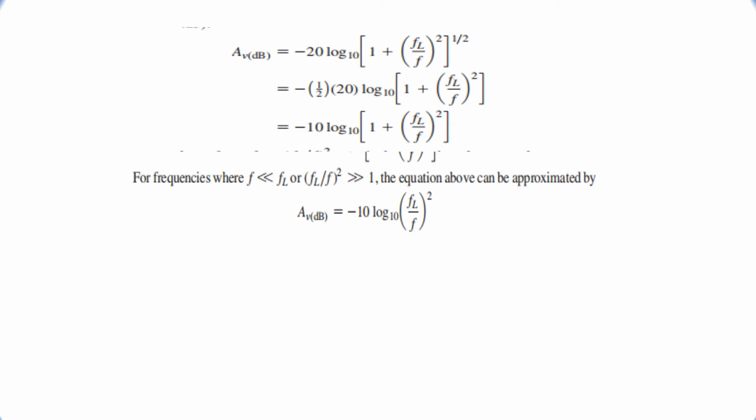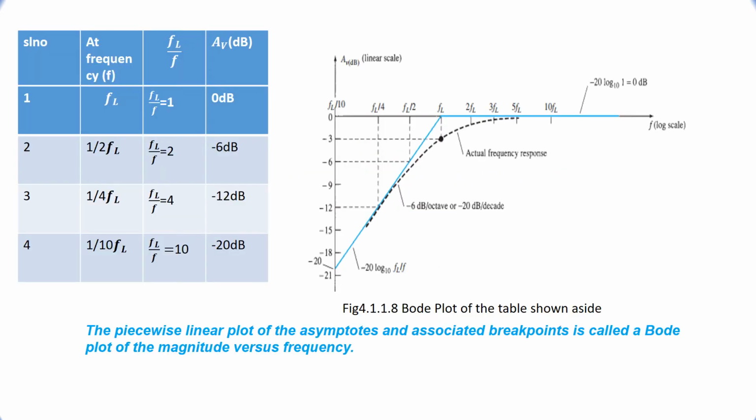Ultimately, when you assume that FL by F is greater than 1, that time AV is 20 log of FL by F to the base 10, where the lower cutoff frequency is less than the actual design frequency. So we'll try to plot this FL, the cutoff frequency. Here this table has been used for plotting this characteristic, or the magnitude plot.